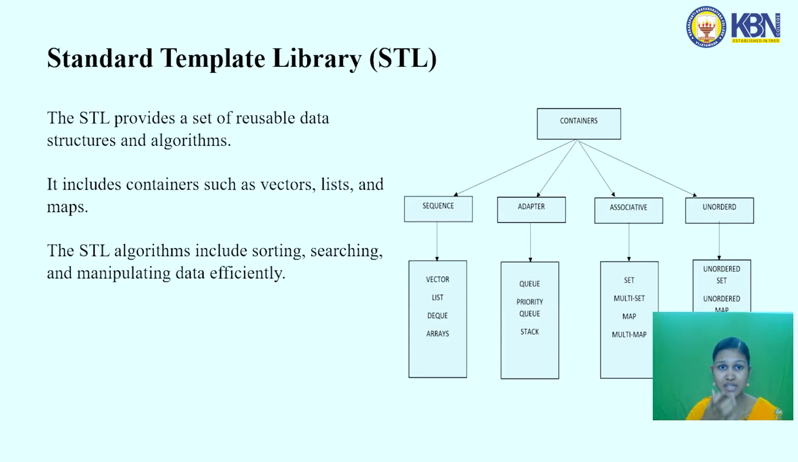What is the Standard Template Library? It is denoted as STL. What does STL mean? It provides reusable data structures and algorithms, and it also includes vectors, lists and maps. These concepts are not available in the C language, but you can use them in C++. You can use vectors, lists and maps. The Standard Template Library also provides algorithms: how to sort data, search data, and manipulate data efficiently.